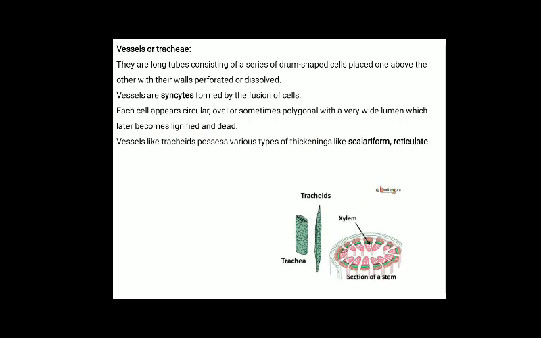Then vessels or trachea. In this structure we will observe the trachea. They are long tubes consisting of a series of drum-shaped cells placed one above the other, whose walls are perforated and dissolved. Each cell appears circular or oval or sometimes polygonal with a very wide lumen, which later becomes lignified or dead. Vessels, like tracheids, possess various types of thickenings like scalariform or reticulate.